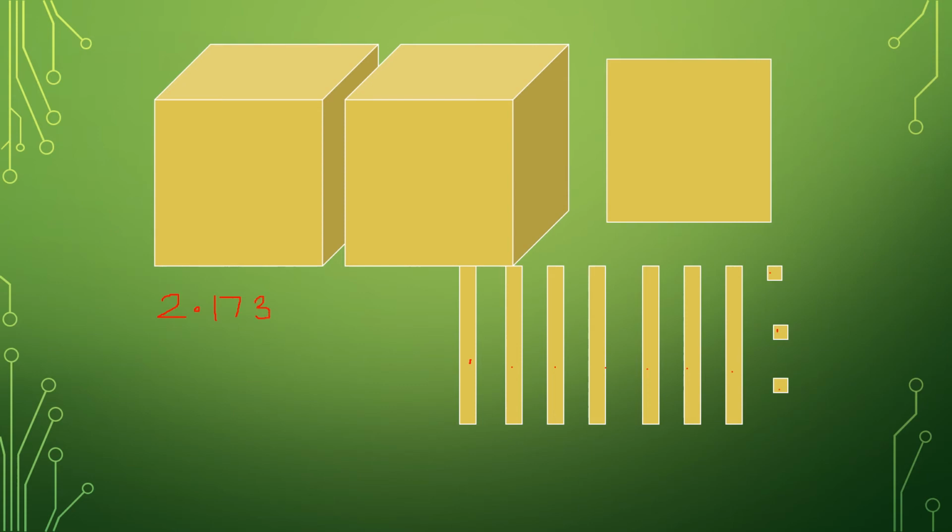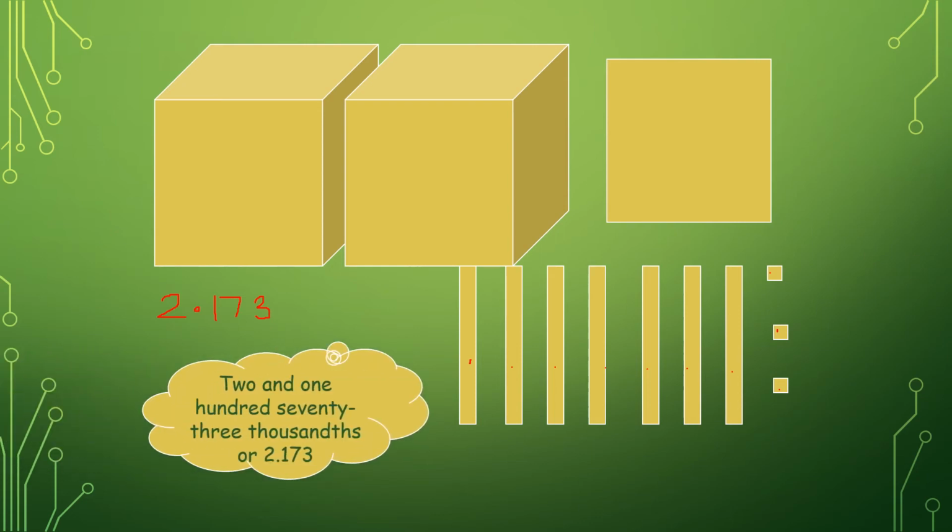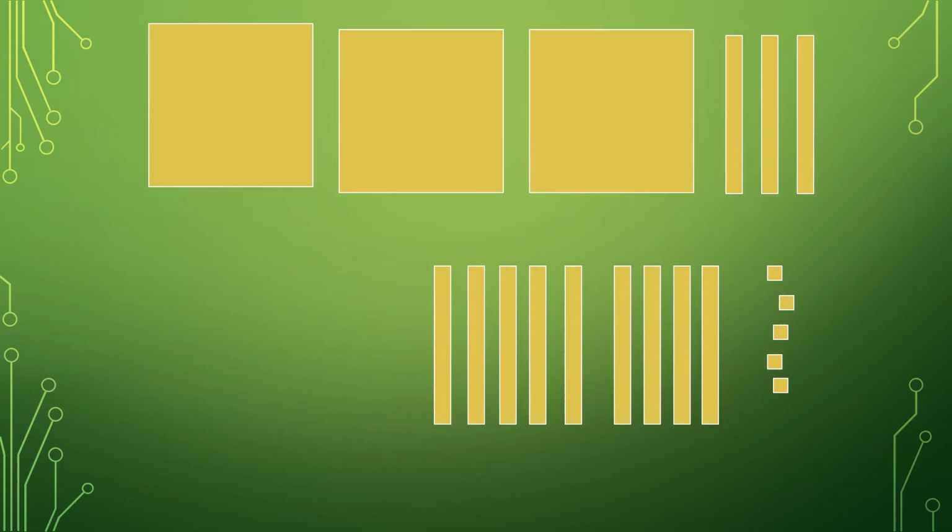2.173. If you want to write it in number name, it is 2 and 173 thousandths or 2.173. Do watch our video on writing the number name of these decimal numbers, which is part 2 of concept of decimals, if you are still confused about how to write the number name of the decimal numbers. Okay, moving on. Now we'll do it quickly.